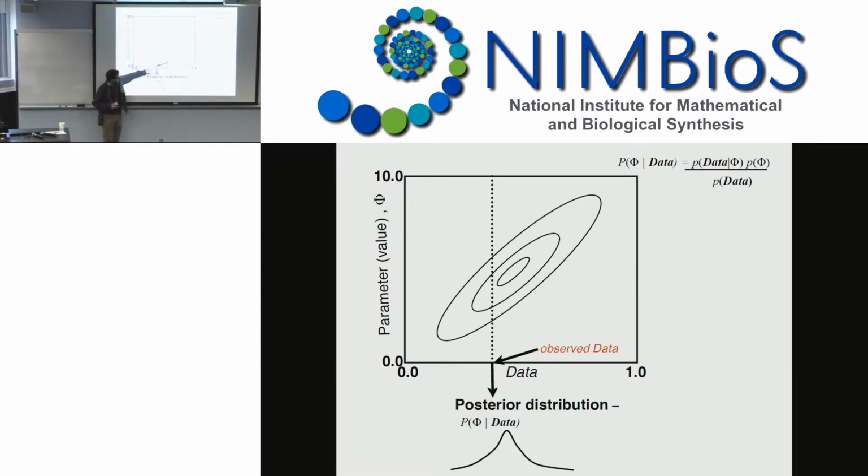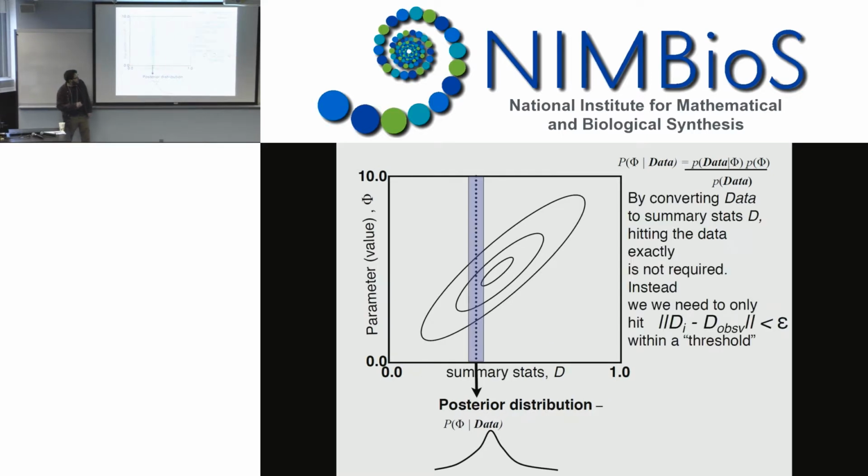But this is what we really want to do. We have observed data. Let's say it falls right here. This slice right here is our posterior distribution. Of course, it's really hard to hit the data exactly, but you can measure how close you are to the data very easily using summary statistics. So we use some kind of threshold here, and we come up with this approximate posterior distribution.